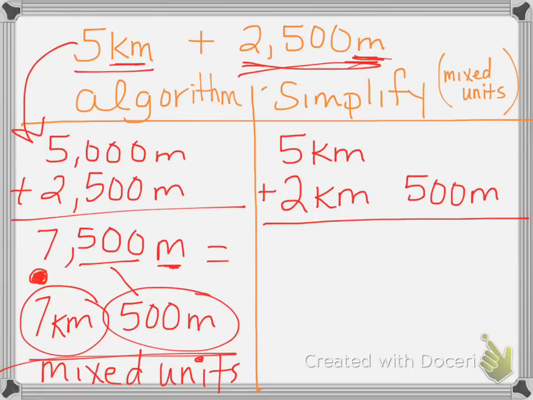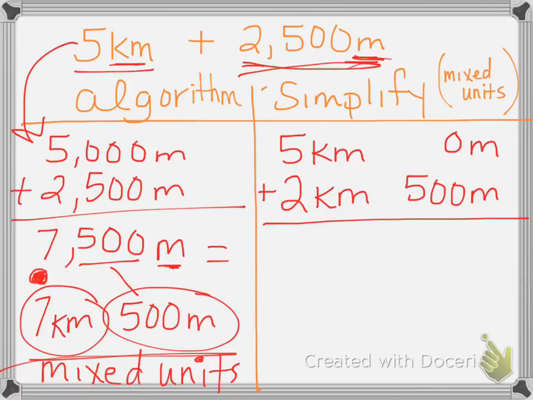Notice how I put a space between these. I kept them kind of separate. It is nice to keep that space to show your mixed units. If you'd like, you can say, well, 5 kilometers has 0 meters over here. So if it makes you feel better, you can put 0 meters over there.